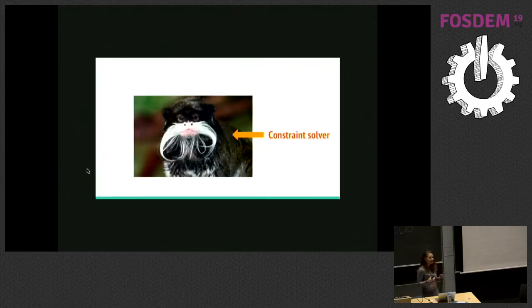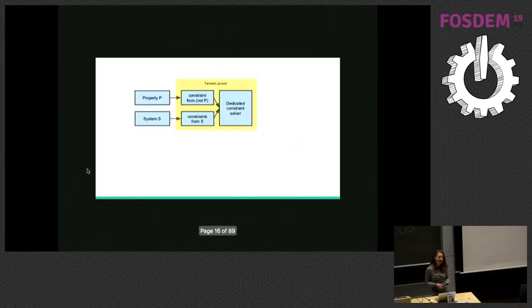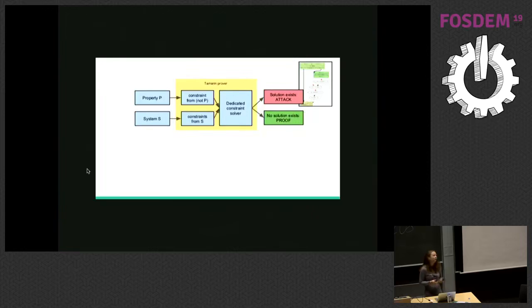Okay, so Tamarin is actually a custom constraint solver, which is masquerading as a theorem prover. So Tamarin will take as inputs a property P and a system S, and then using S and the negation of P, it comes up with a set of constraints, and it tries to solve for those constraints. If it actually finds a solution, it means we have an attack. It means that P is not satisfied by S. And Tamarin will spit out a very nice attack graph for you to be able to see this. If you don't find a solution, it means we have a proof. P is always satisfied by S.